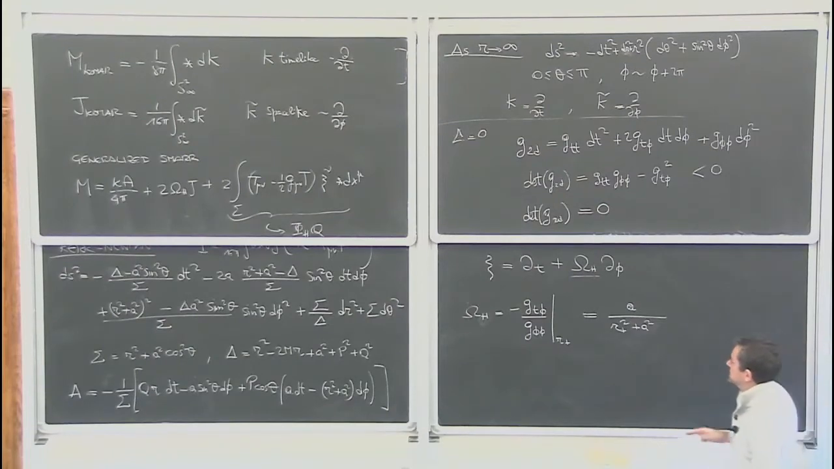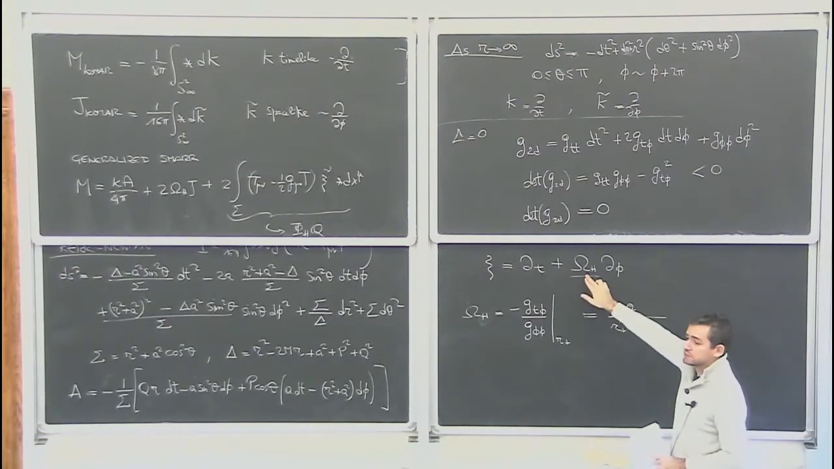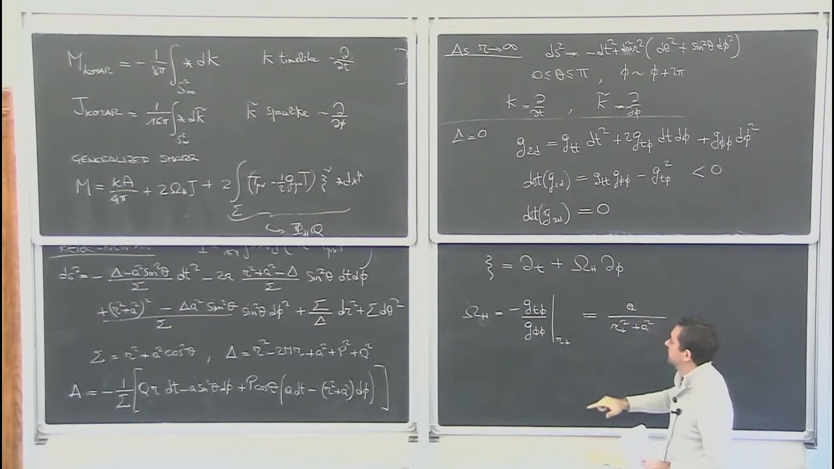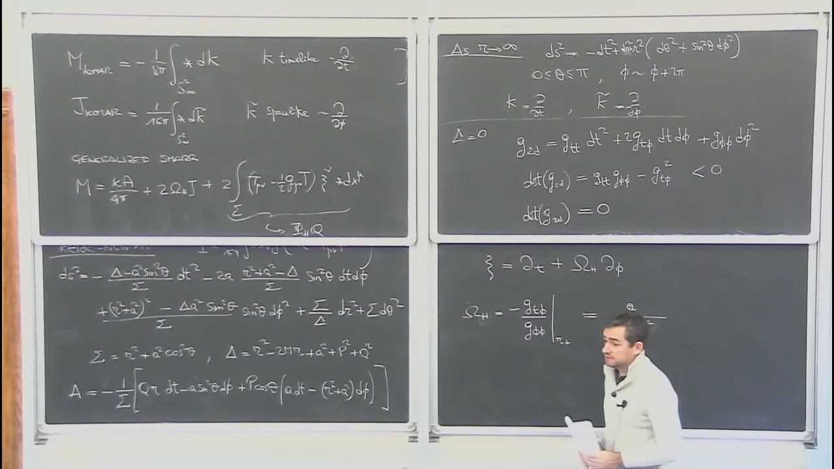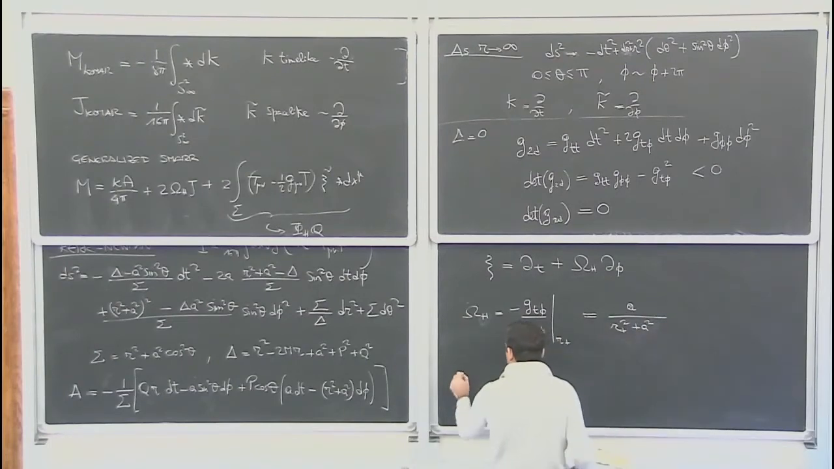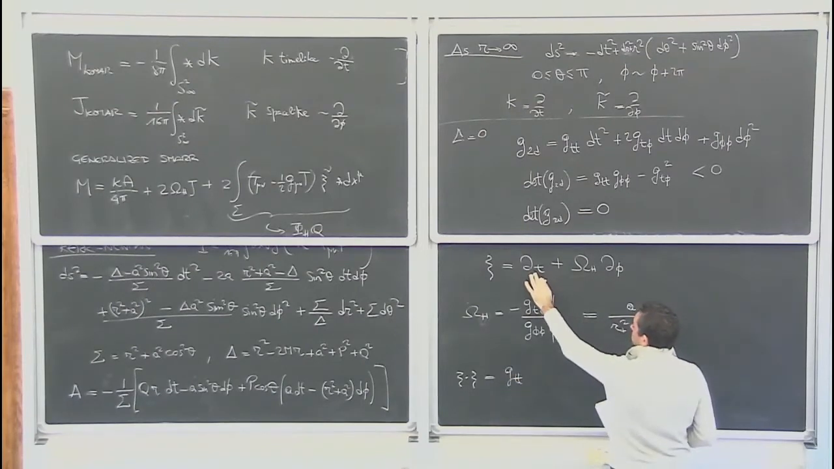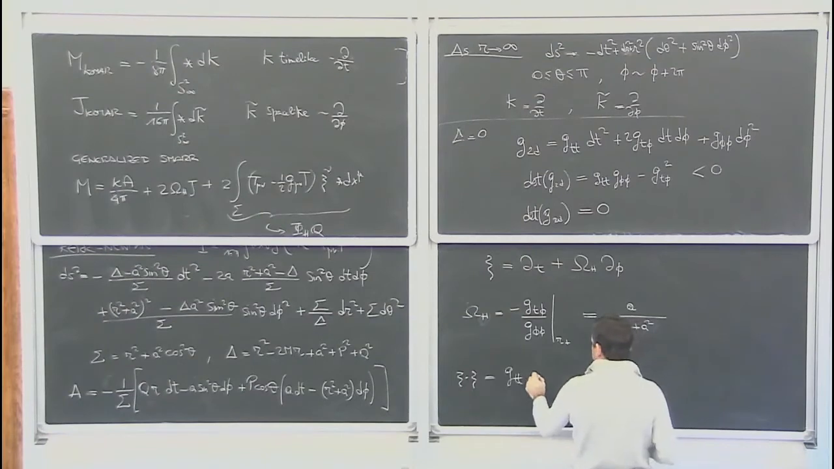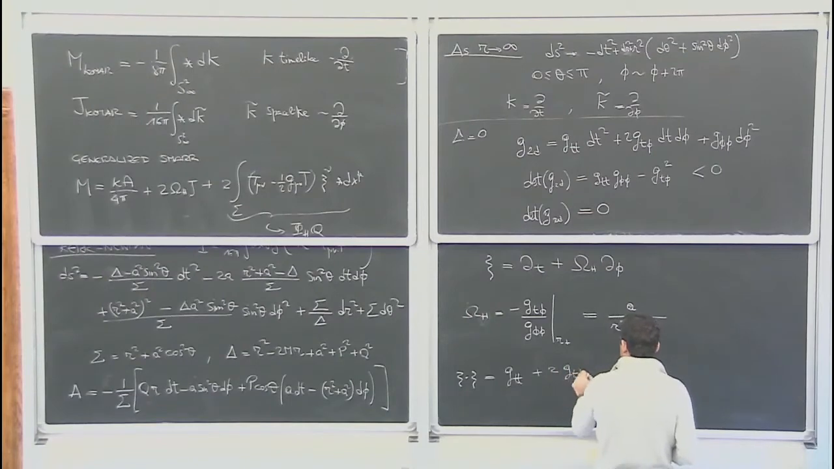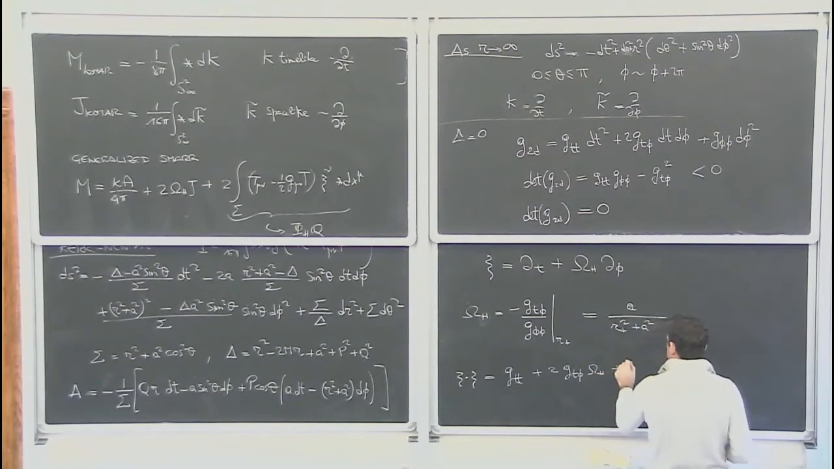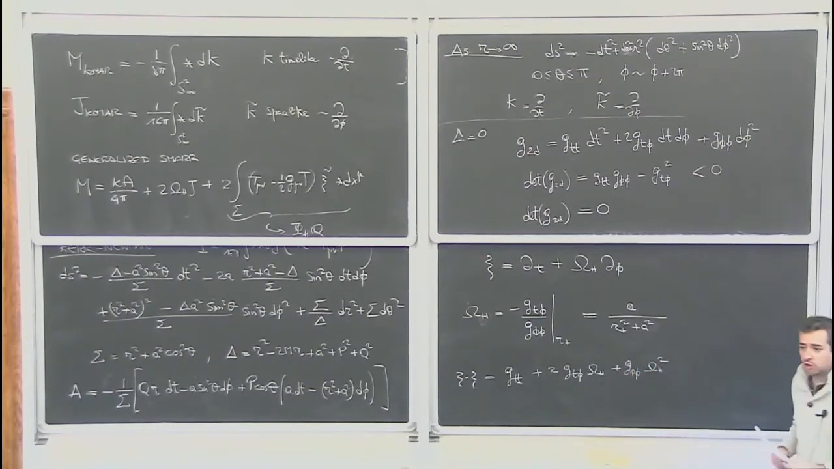So this is just a claim. I just claim that this is the correct angular velocity to stick here. So let's check that this vector xi is indeed null at the horizon. So we compute xi dot xi. I will have g_tt from this part of the matrix. Then I have plus 2 times g_tφ times Ω_H plus g_φφ Ω_H squared. This is just the norm of the vector.